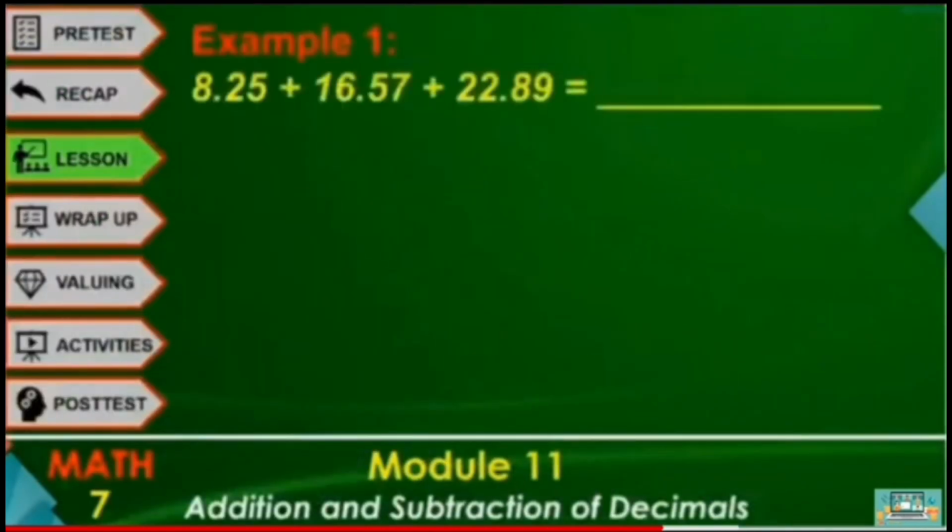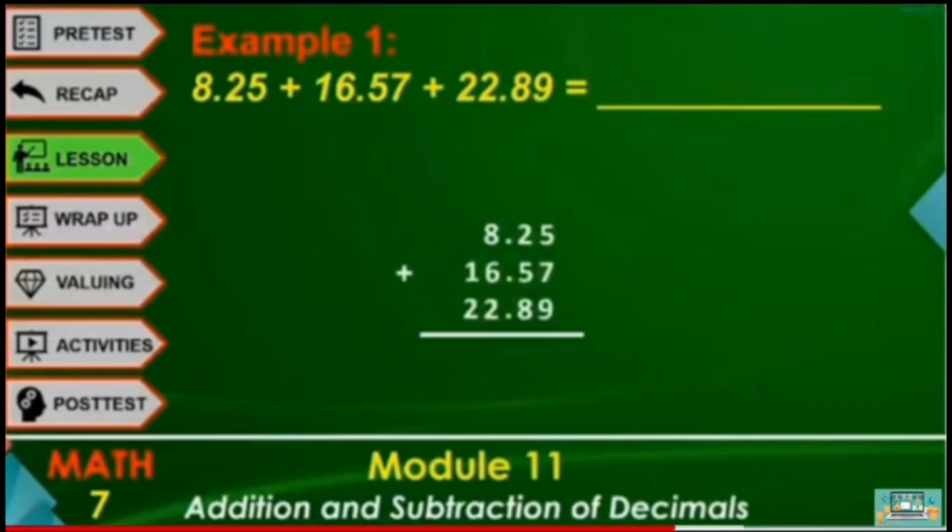8 and 25 hundredths plus 16 and 57 hundredths plus 22 and 89 hundredths is equal to blank. Align first the decimal numbers. 5 plus 7 plus 9 is 21. Bring down 1. Carry 2. So 2 plus 2 plus 5 plus 8 is equal to 17. Bring down 7. Carry 1. 1 plus 8 plus 6 plus 2 is 17. So bring down 7. Carry 1. 1 plus 1 plus 2 is equal to 4. So bring down 4. Place the decimal point. Therefore, 47 and 71 hundredths is the answer.